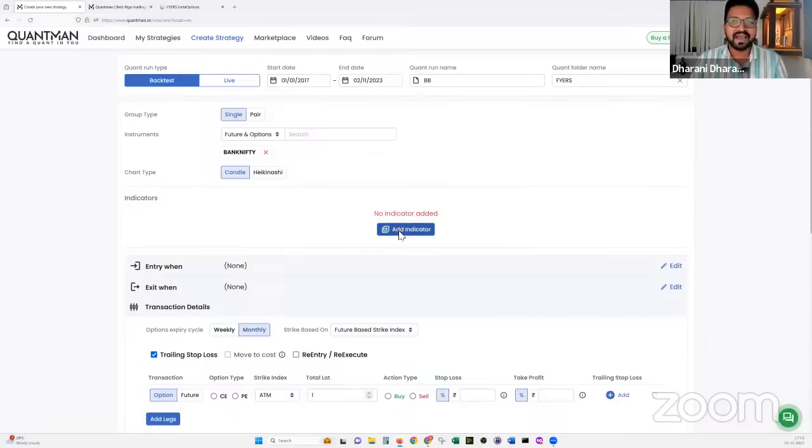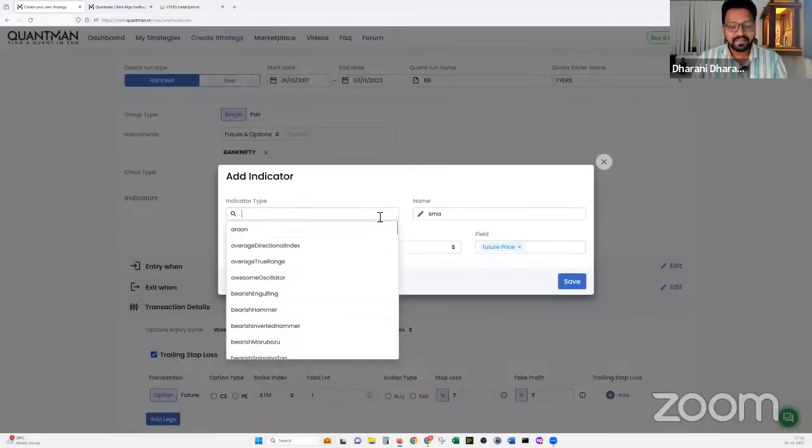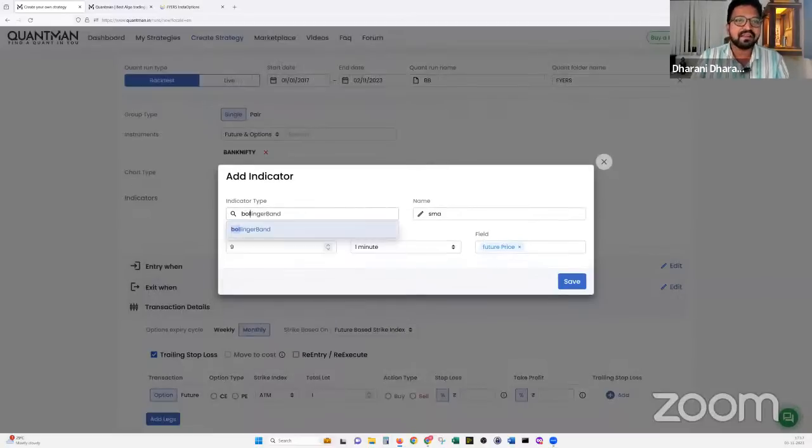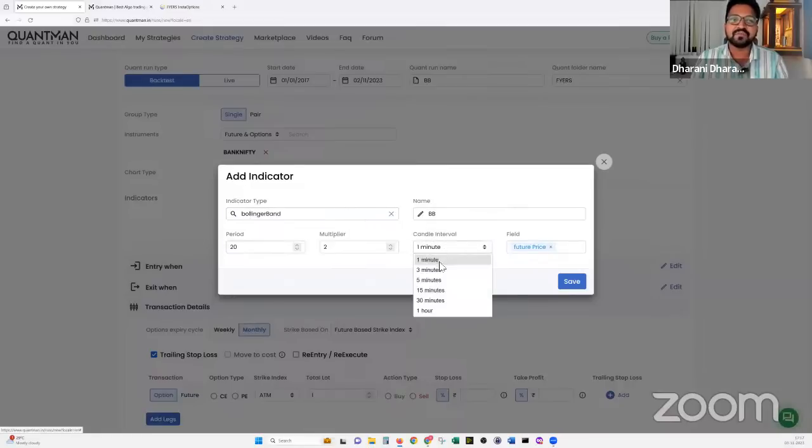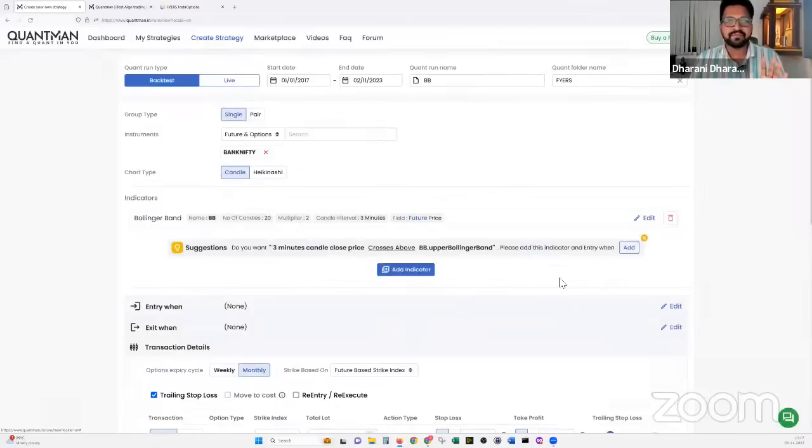I click on add indicator and then add the Bollinger Band. I just type BOL and now we get the Bollinger Band over here, and the candle interval is going to be the 3 minutes time frame, as I said earlier. I'm not going to change the period or the multiplier. I'm going to keep everything default and then save it. So now we have the Bollinger Band.